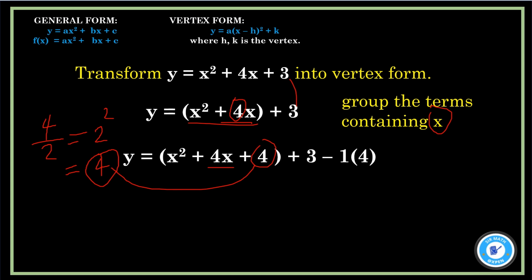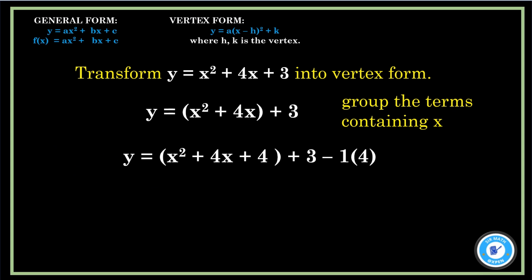Next, we also have to identify the values of a, b, and c. We have here a. In this case, our a is 1. So our b is 4. Our c is 3. The a must be subtracted from the constant. We subtract it from the constant, so we have here minus 1.